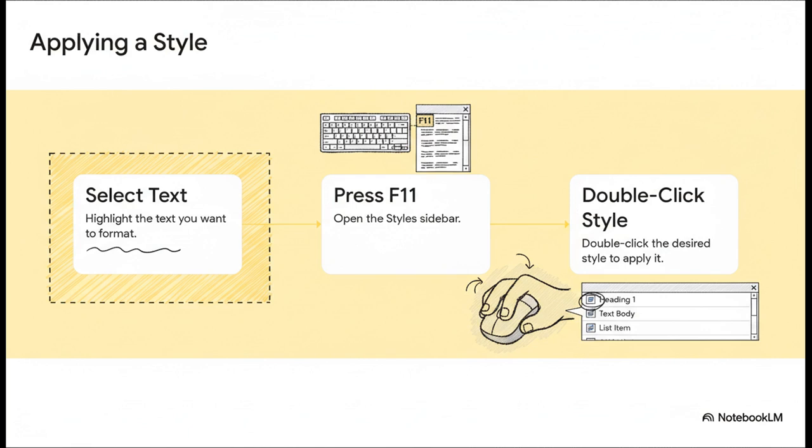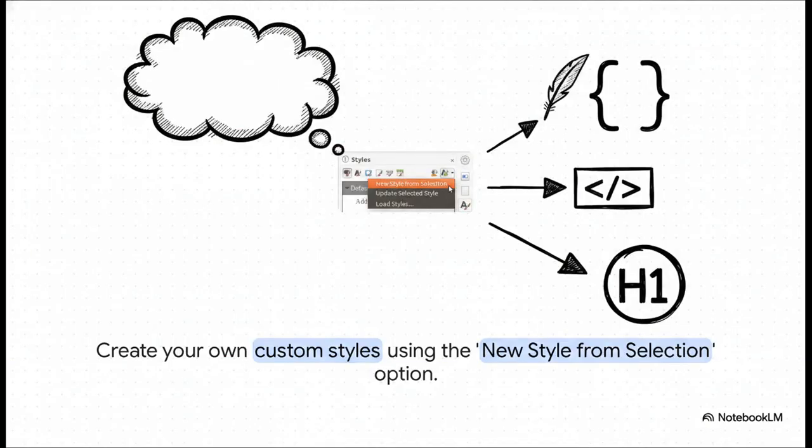First, you select the text you want to format. Second, you hit F11 to open that style sidebar. Third, you find the style you want, like Heading 1 for example, and you just double-click it. And bam, your text instantly changes to match that style. It's that fast. But here's where things get really cool.